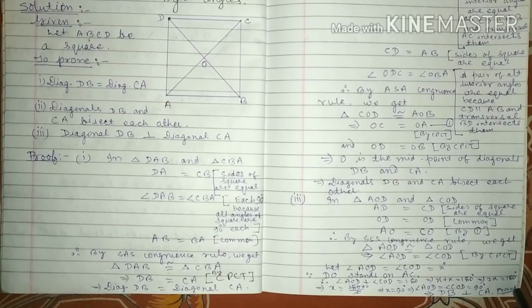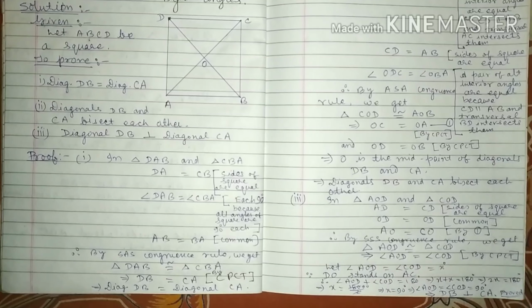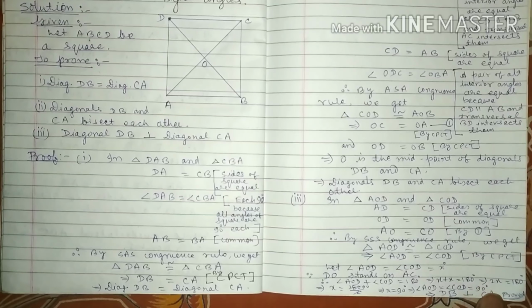From proof 1, 2 and 3, we can say that the diagonals of a square are equal and bisect each other at right angles. This is the last question today.